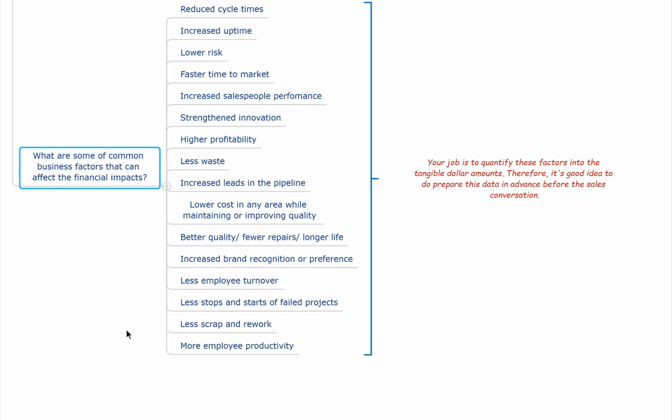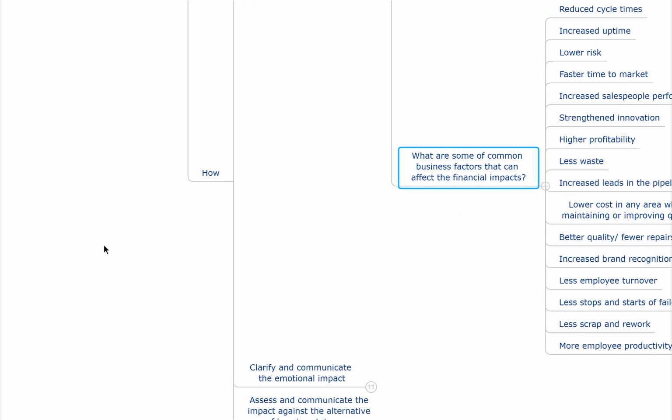Your job as a seller is to quantify these factors into tangible dollar amounts. Therefore, it is a good idea to prepare this data in advance, before the sales conversations.